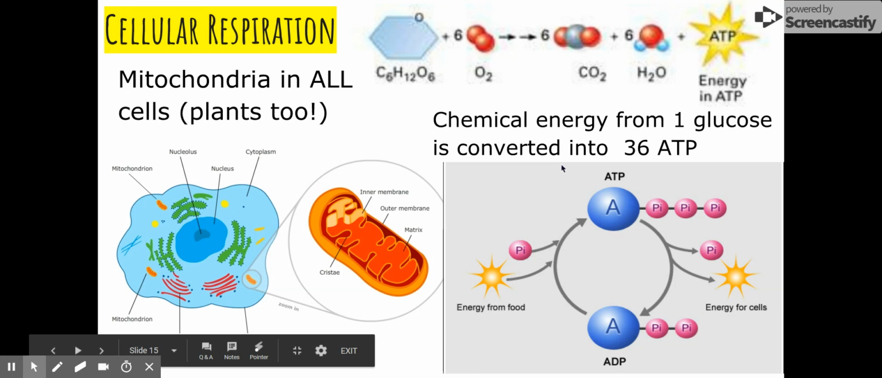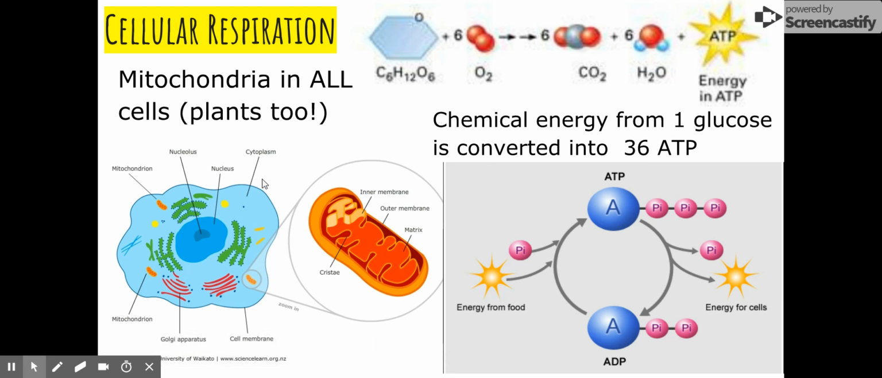Hey, cellular respiration. Cellular respiration occurs in all cells: plant cells, muscle cells, bone cells. Any cell that needs energy, which is all of them, has mitochondria that take sugar, a big molecule, and 6 small molecules of oxygen, and produces 6 molecules of carbon dioxide and 6 molecules of water, which are waste products.